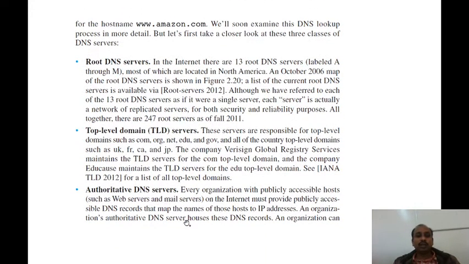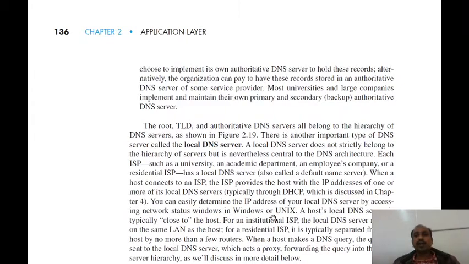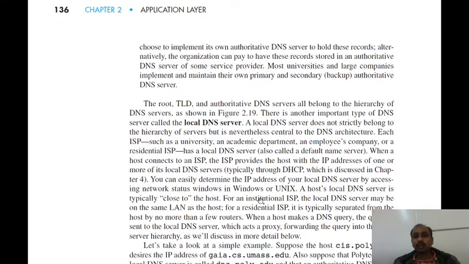Now coming to authoritative DNS servers. Here every organization, for example SRMVT, has an authoritative DNS server, SRMVT.edu. For this SRMVT.edu, I have the IP address, right? Like this, for all kinds of organizations or companies, we have the IP address for that particular host name, right?